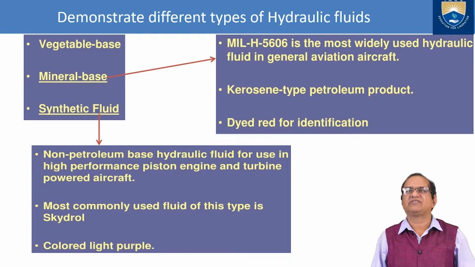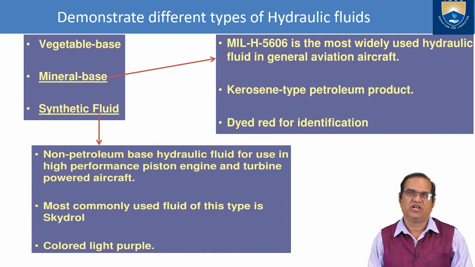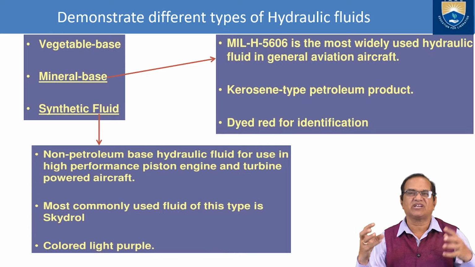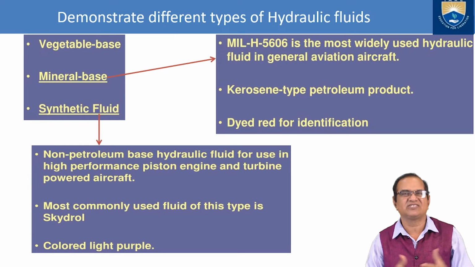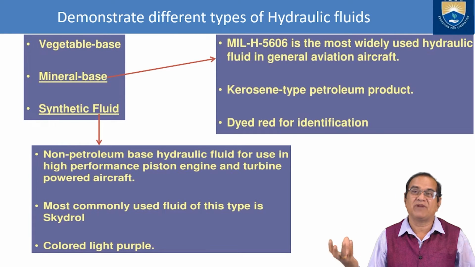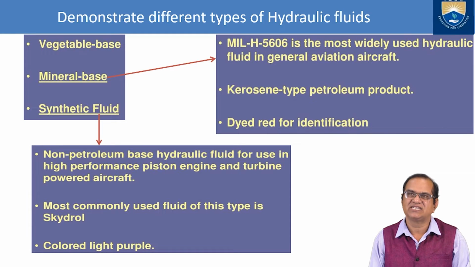Demonstrate different types of hydraulic fluids. So we have mainly three types of hydraulic fluid: vegetable base, mineral base and the synthetic fluid. Vegetable base means it is extracted from vegetables, vegetable oils like mustard oil. These things are taken from the plants.